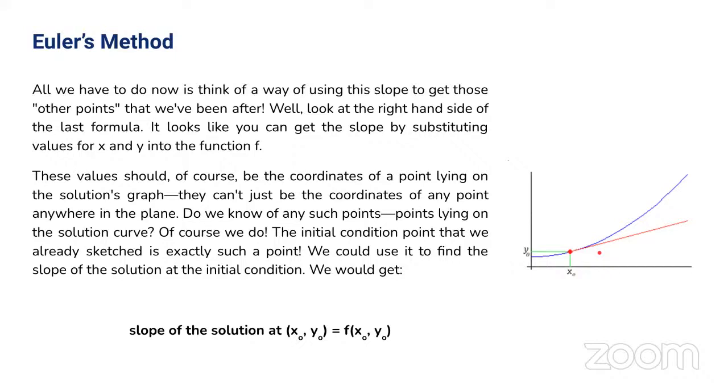Now, typically we get the slope by substituting the value of x and y. We already said that the slope of the solution at point x naught and y naught is a function of x naught and y naught, right? And this means that the point itself definitely should lie on the exact solution of that particular equation, or at least the initial values that we have provided. Now, since we know that, we can then use this to get subsequent points on the graph.